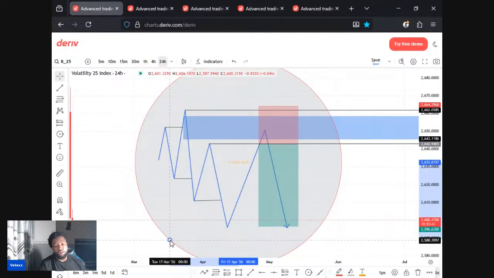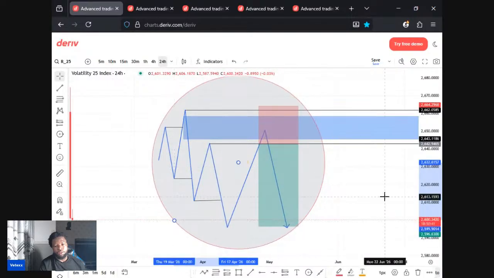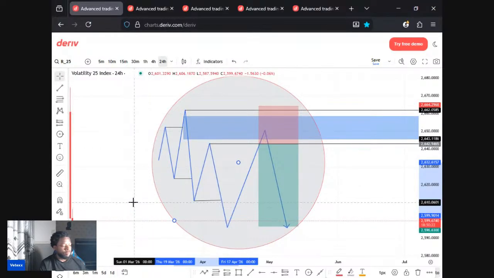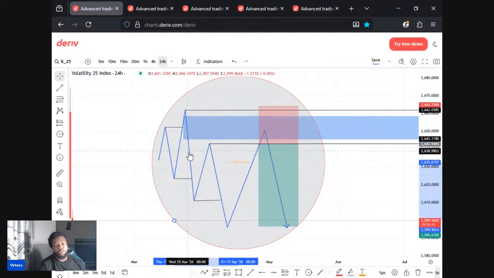Once we see this structure on the higher time frame, let's take for example, this is a daily time frame or a weekly time frame. We'll scale down to the 4-hour time frame and look out for this same structure again. Because the daily and the weekly time frames are our directional bias, where they are coming from and where they are going to, is the same direction we are going to be following them.